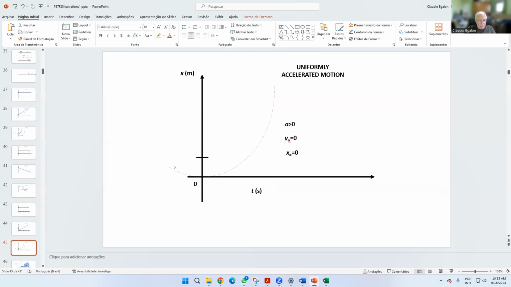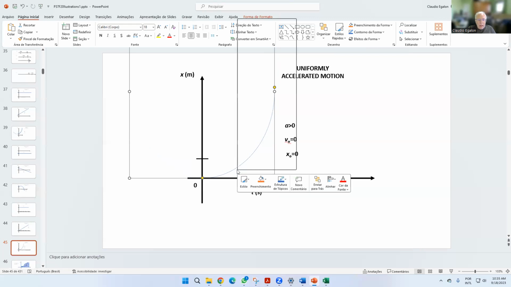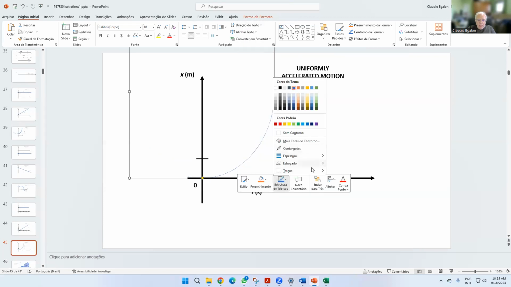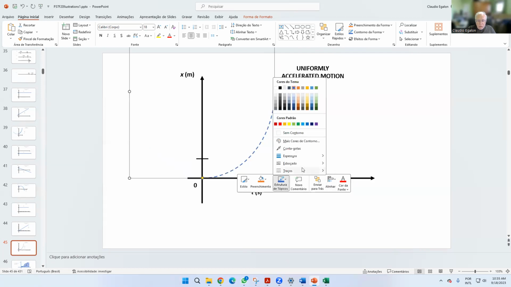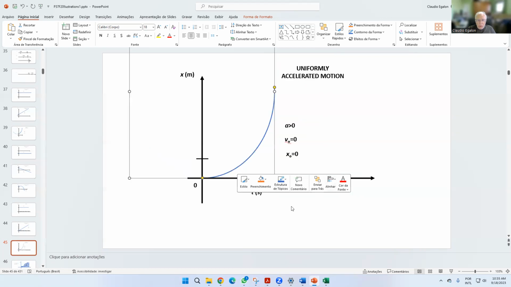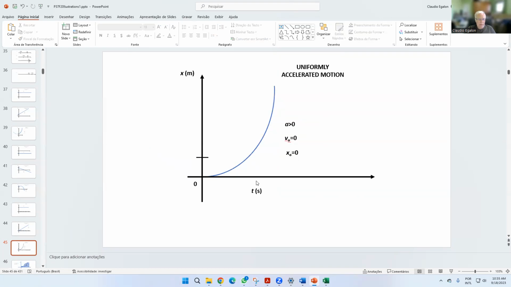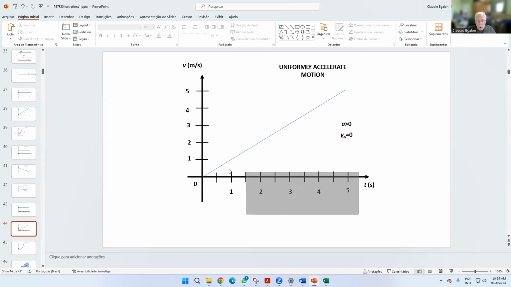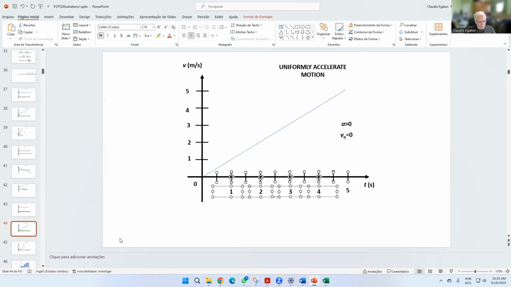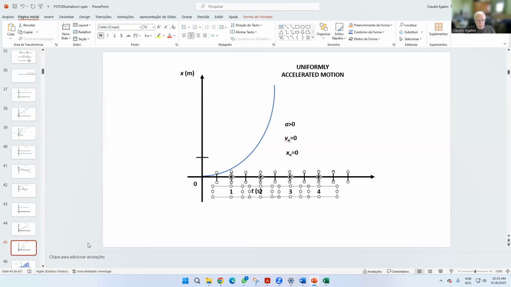Okay? And I'm going to make it a little bit thicker, but I don't want it dashed. I want to do it like that. Go a little bit higher, right? And let's take the right here. Right here. Oops, not what I want. This.